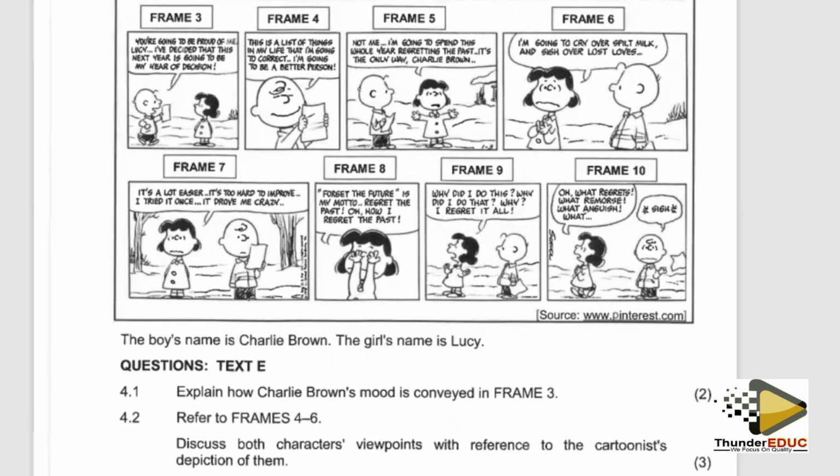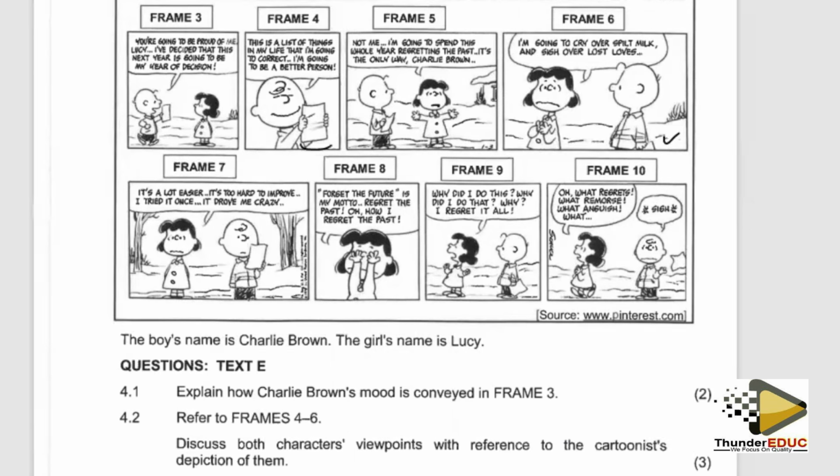Discuss both characters' viewpoints with reference to the cartoonist's depiction of them, which means we are referring to frames 4 to 6 only. We are starting from this frame and also ending on this frame. That's frame 4 to 6.